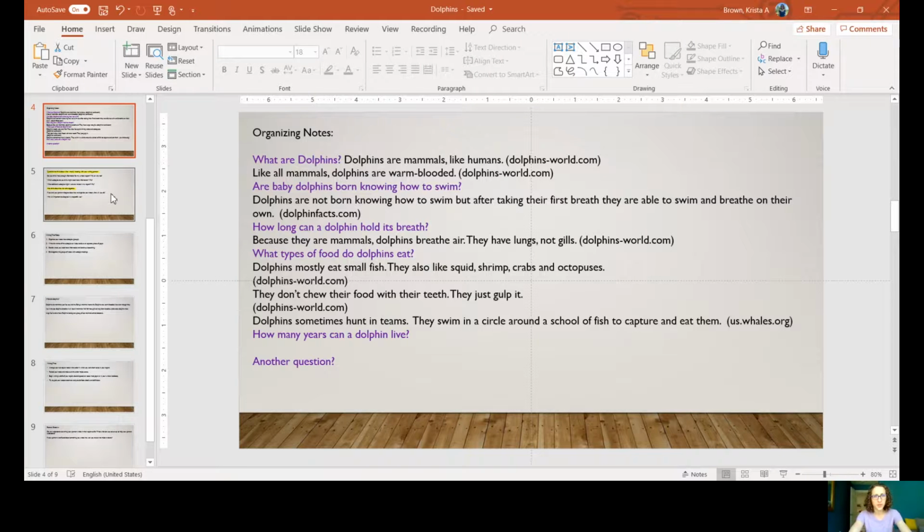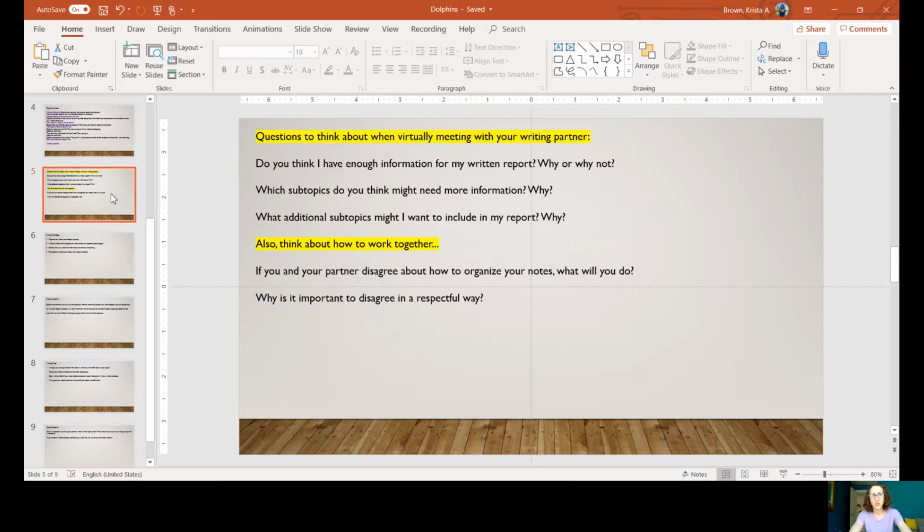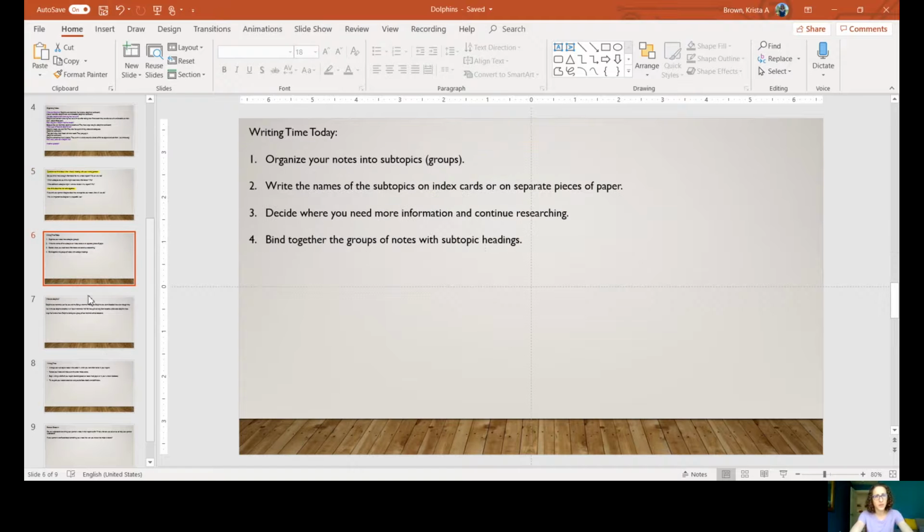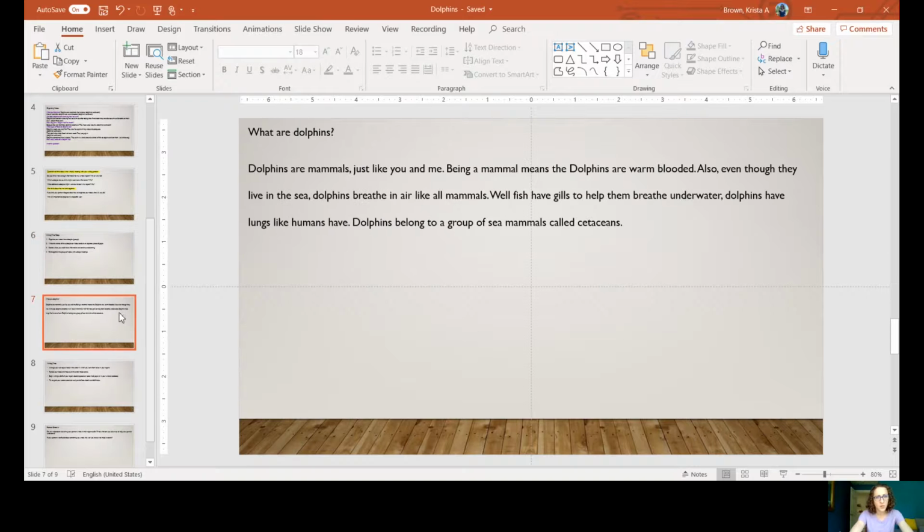so let me just go to the next screen. You should have talked about these questions with your partner. You can go back to them at any point. And then I wanted to share this with you. So I took my notes and I started with my question. What are dolphins? And then I took the next few sentences to explain using my notes.